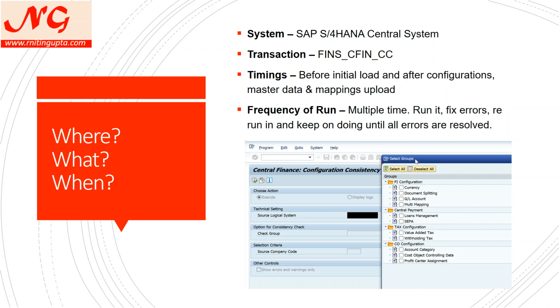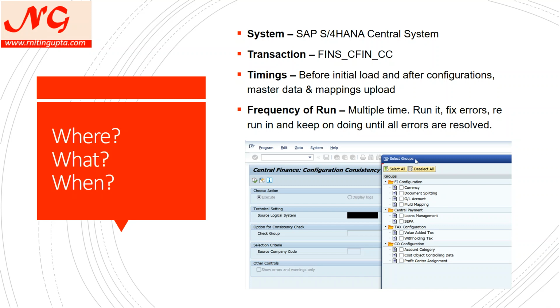You have the option to even display everything, even if it is success, but that is not advisable. The reason is you will have millions of records, it will take a few hours, and if something is successful you don't need to take any action on it. So it's better you select show errors and warnings because those are the items on which you need to take action. Now let's talk about an important point, which is options for consistency check group.